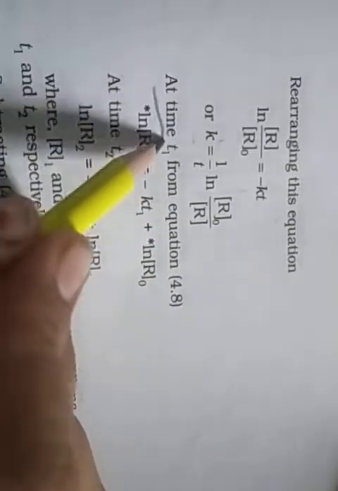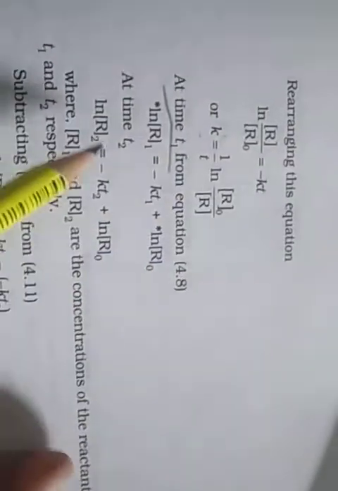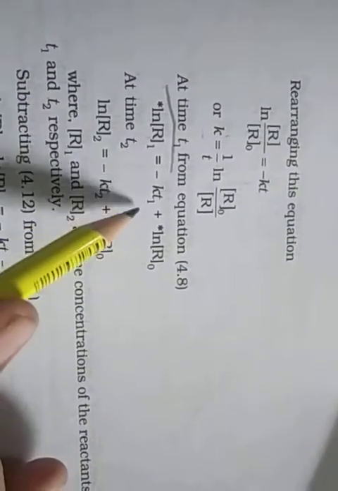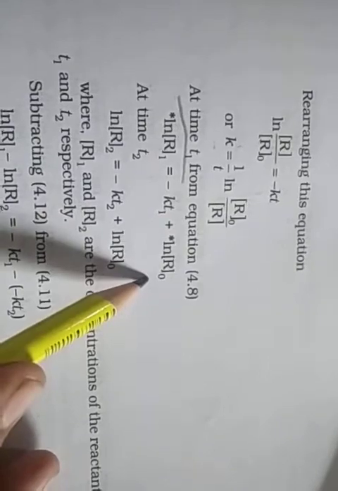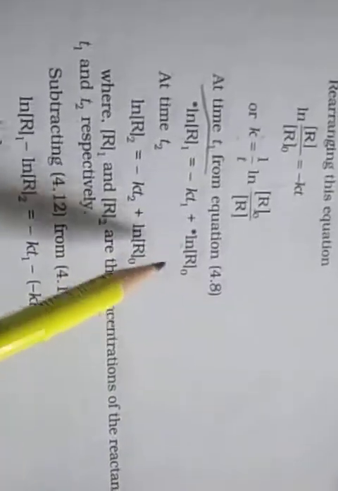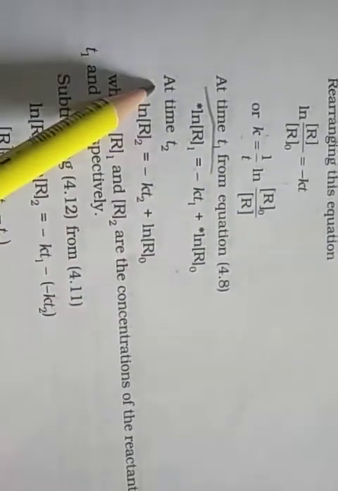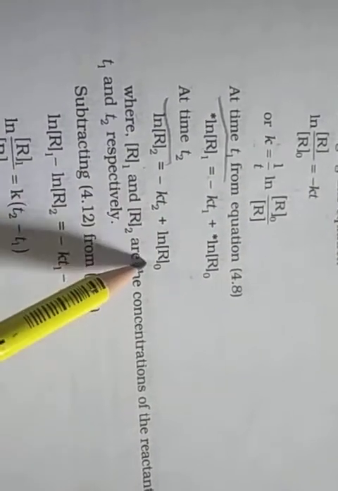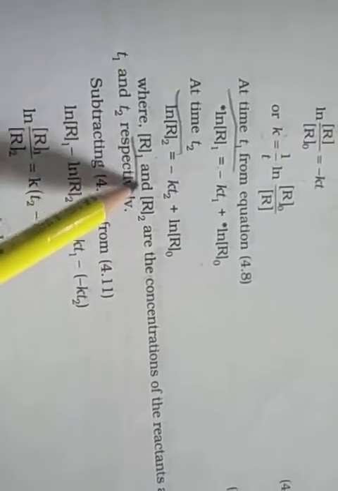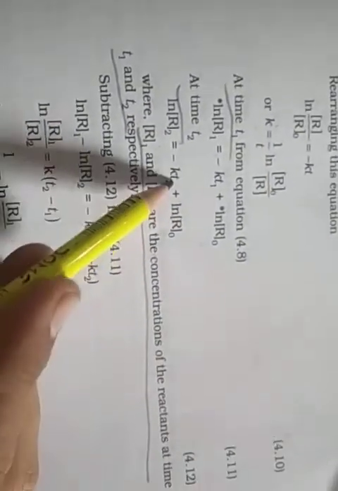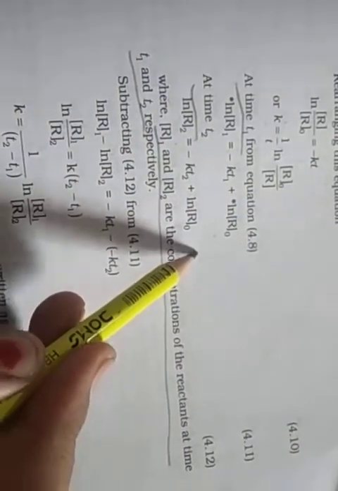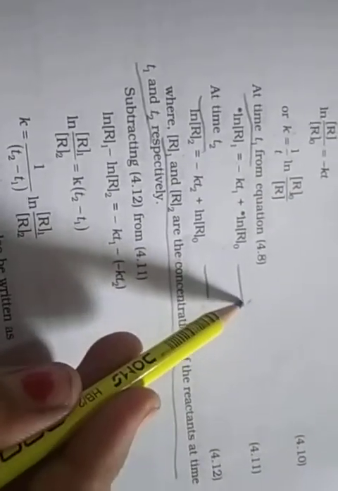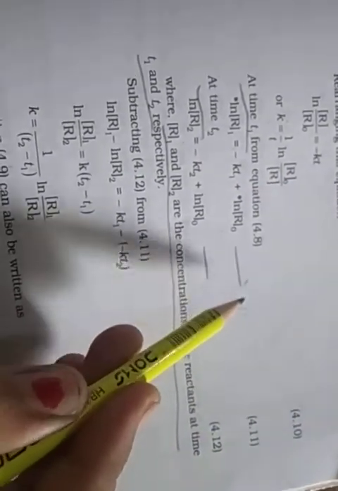Then at time t1, this equation gives ln R1 is equal to minus kt1 plus ln R naught, because R naught is the same. At time t2, ln R2 is equal to minus kt2 plus ln R naught. Here R1 and R2 are the concentrations of the reactant at times t1 and t2. So we have two equations, and we subtract them.